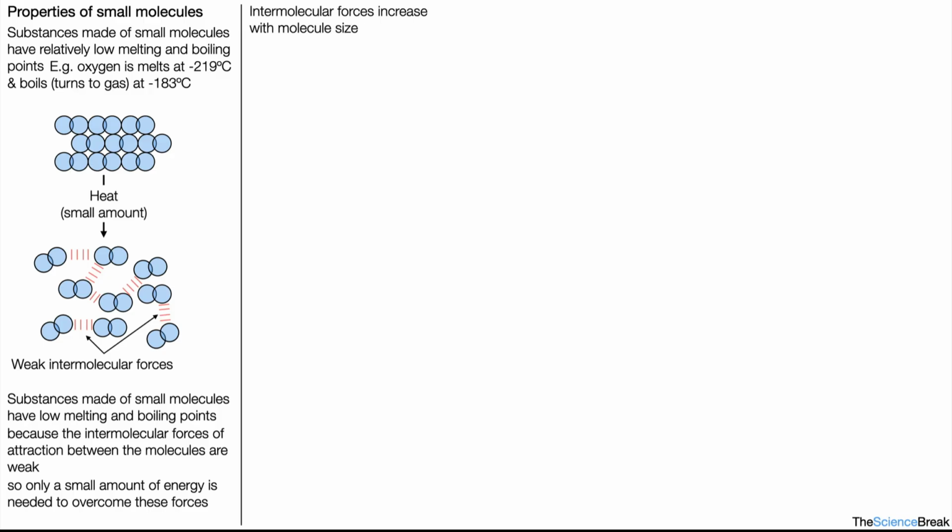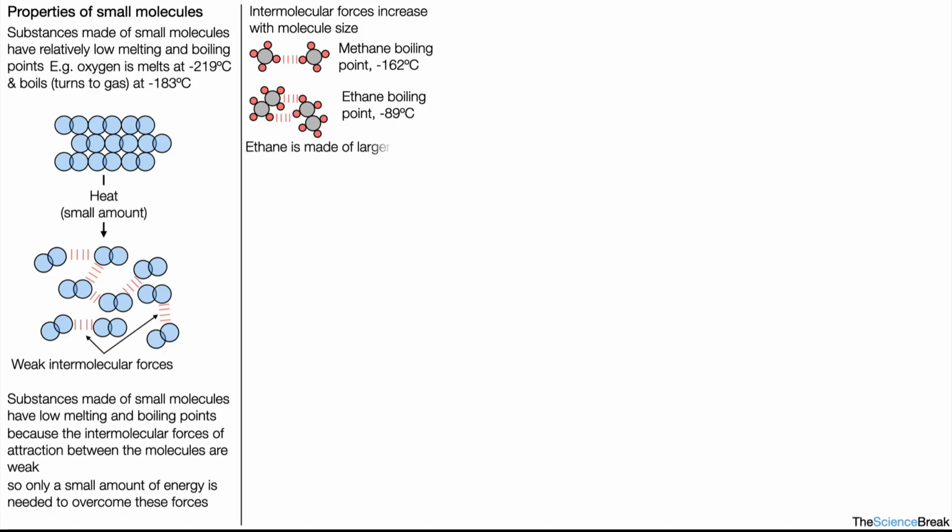Those intermolecular forces increase with molecule size. This is methane. It has a boiling point of minus 162 degrees Celsius. You don't need to memorize that number. But if we look at ethane, a slightly larger molecule or made of slightly larger molecules, its boiling point is higher. Minus 89 degrees Celsius is higher than minus 162 degrees Celsius. Ethane is made of larger molecules, so has stronger forces of attraction, which need more energy to break, so therefore the boiling point is higher.